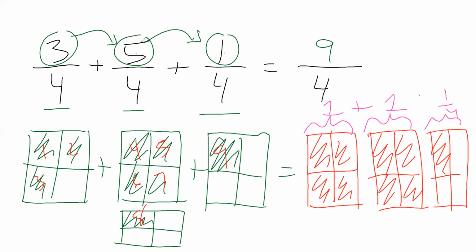So that'd be 1 plus 1 plus 1/4. So 9 fourths is the same thing as 2 and 1/4. Like these are equivalent. And there we go. It works, right? The model works. The algorithm works. The model works and the algorithm works.